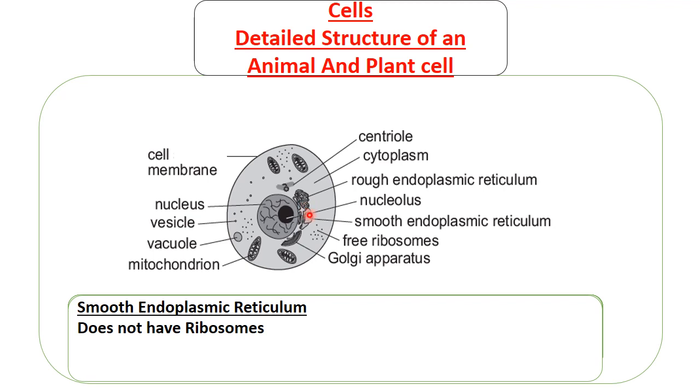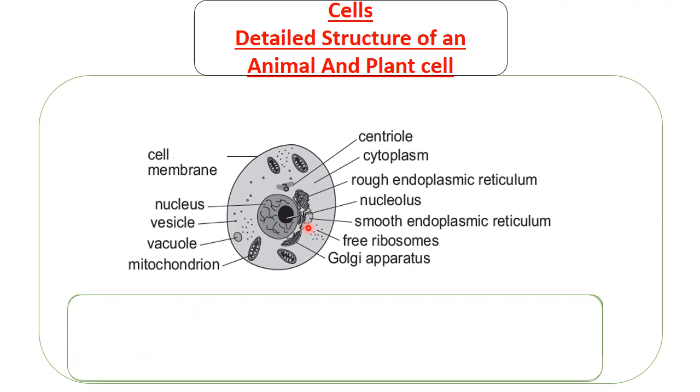So what's the function of this smooth endoplasmic reticulum which doesn't have ribosomes? The function of this is to manufacture fats and steroids, and it also contains enzymes that detoxify toxics. So it has enzymes. Enzymes are biological catalysts. In short, enzymes are substances that speed up a reaction without them participating or being changed in the reaction. So they have got enzymes that somehow help to make toxic or poisonous substances not harmful.